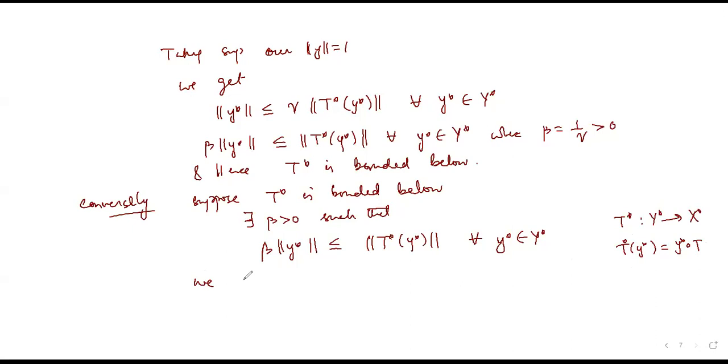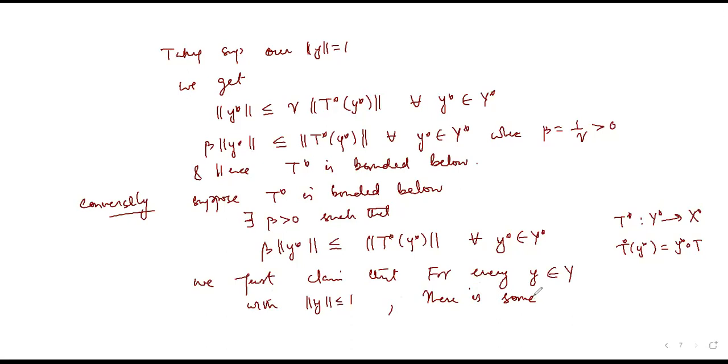Now we first claim, this will take a little time, that for every y in the unit ball, for every y belonging to Y with norm y less than or equal to 1, there is some x. Actually, this is the essential spirit of both the closed graph theorem and the open mapping theorem. You can find an x belonging to the domain such that it lies within a desirable distance of t of x, that is, y minus tx is less than 1 by 2, whenever the norm of x is less than or equal to 1 by beta. I took this beta from here because I am assuming some beta exists.